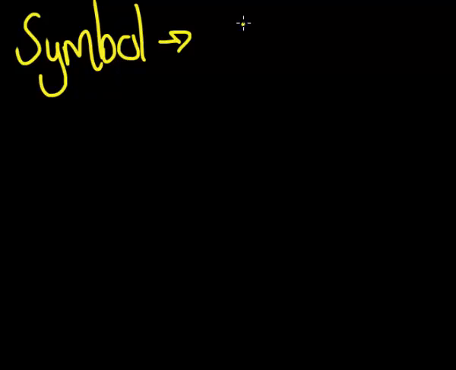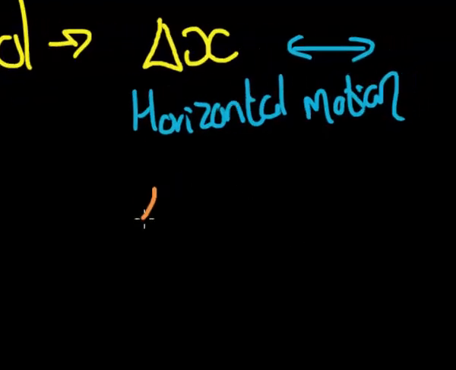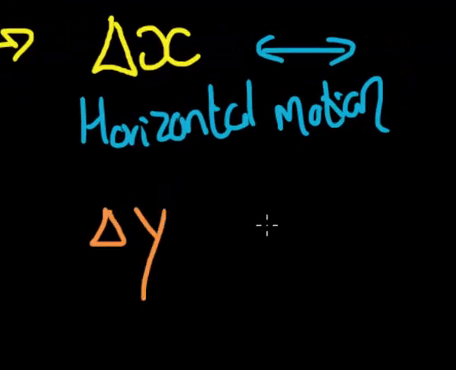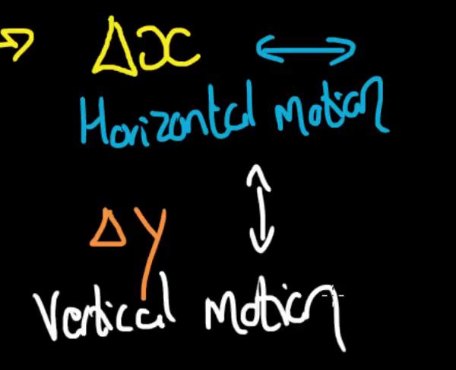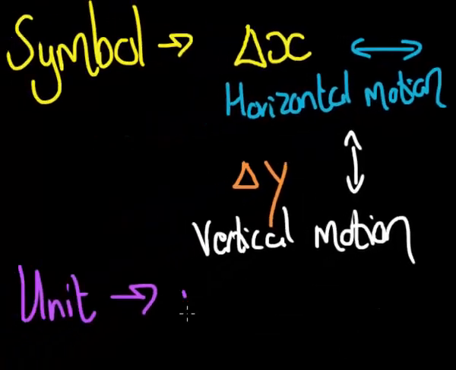Our symbol for displacement will be indicated by delta, which is a triangle, and x. That's going to go for our horizontal motion. That means to the left, to the right. And we'll use the symbol delta y if we're going to look at all of our vertical motion. That means up and down. The unit will also still be in meters, and you must know how to convert all your things like centimeters, millimeters, and kilometers back to meters.